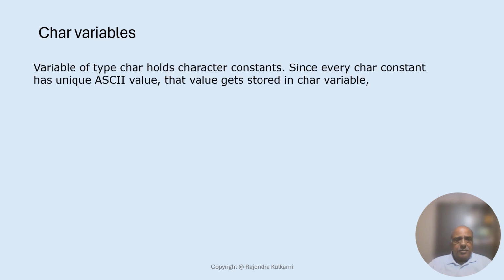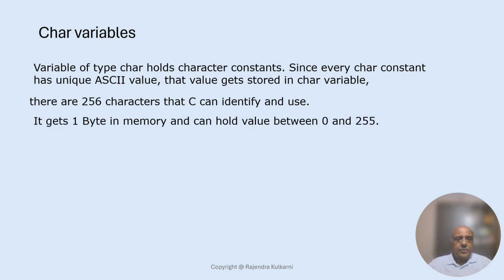Then there is the third type of variables, which are char variables. They are built to hold character constants. Every char constant has a unique ASCII code or ASCII value. That value is stored in the char variable. There are 256 characters that C can identify and use, or the compiler can recognize. A char variable gets 1 byte in memory and it can hold values between 0 and 255. So it covers all the characters that are defined in the ASCII code.